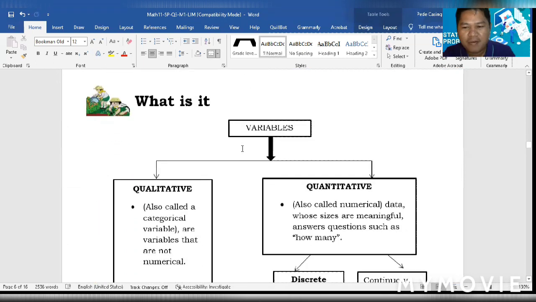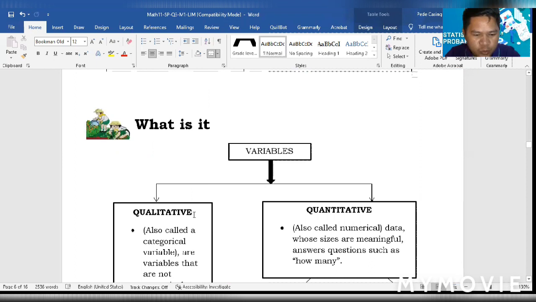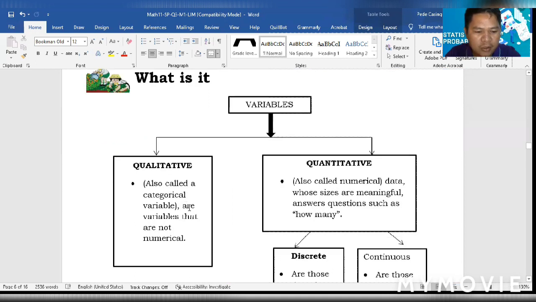After that, let's now have our next activity, exploring random variables. But before that, what are variables? Variables are classified into 2: qualitative and quantitative variables. Qualitative is also called a categorical variable, which are variables that are not numerical. Not numerical meaning it is not a number.